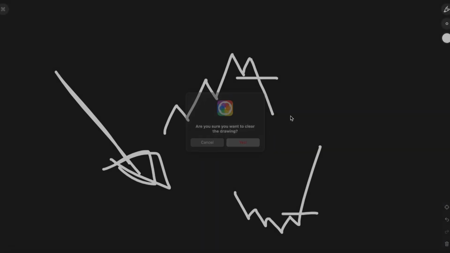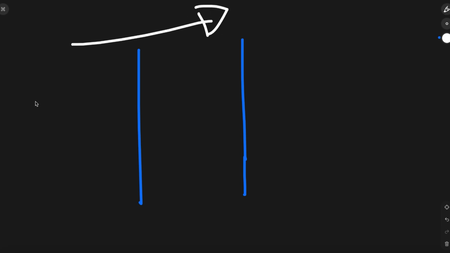Let me try and do one with times. So we're going to say Asian session, London session, New York. Let's say we're bullish on the day again. So Asian session is like this.